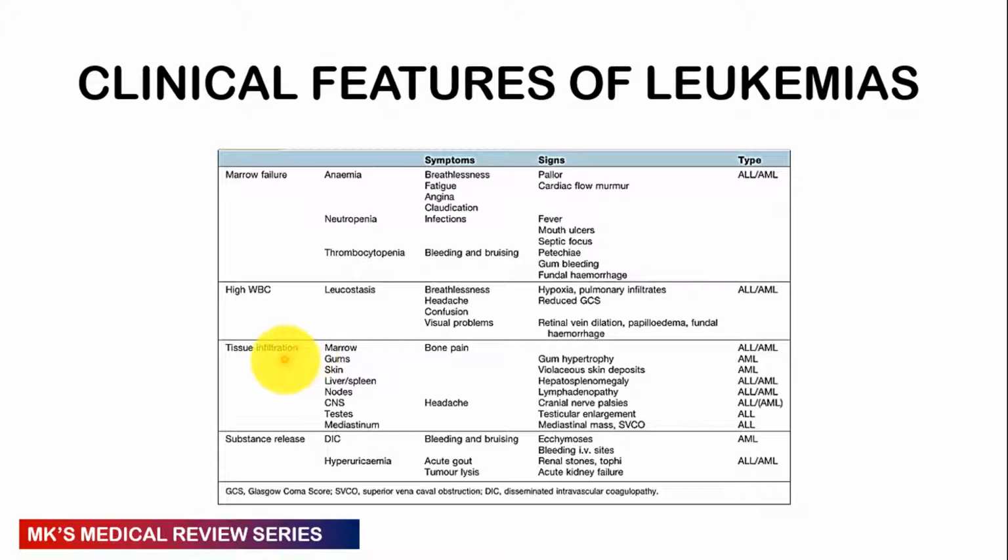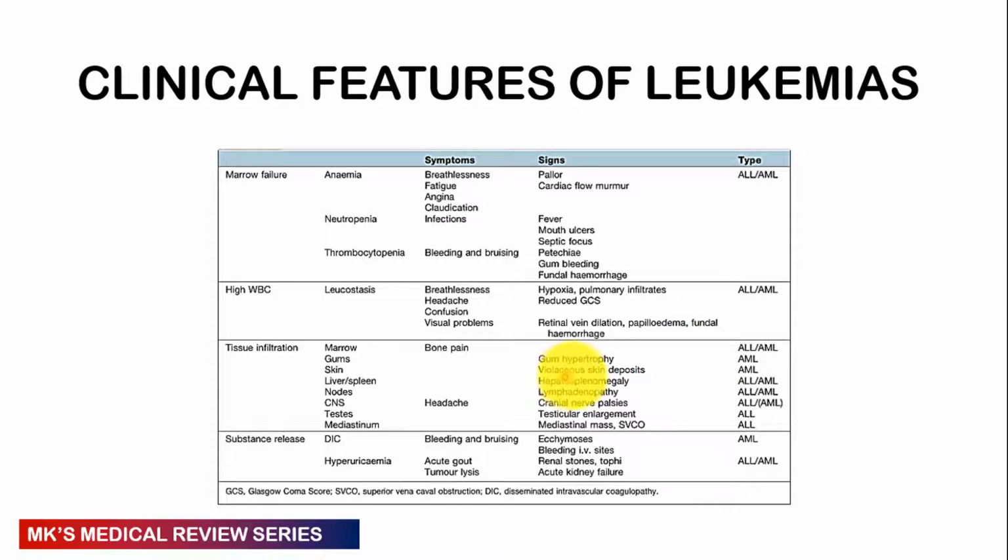Then of course there is some tissue infiltration, which is very common in acute lymphocytic leukemias, but not so common in acute myeloid leukemias. So you may get infiltration of the bone. It may infiltrate the bone cortex. It may infiltrate the periosteum, leading to bone pains. And of course, this is seen in both conditions. It may infiltrate the gums. This is a key feature of acute myeloid leukemias.